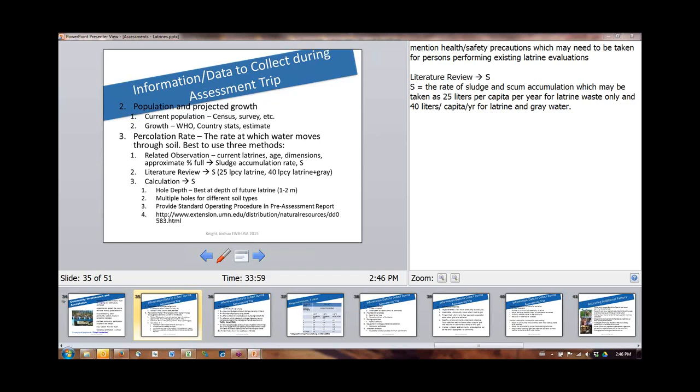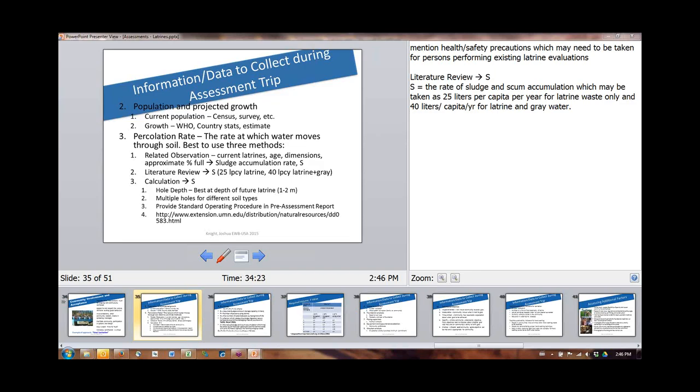Again, latrine plus gray water, so it's basically black plus gray water, is 40 liters per capita per year. That is what LPCY stands for. And if it's just the latrine, just black water, you can look at 25 liters per capita per year. So that could be the S. S is the sludge accumulation rate. Lastly, we want you to calculate that through some hole digging.